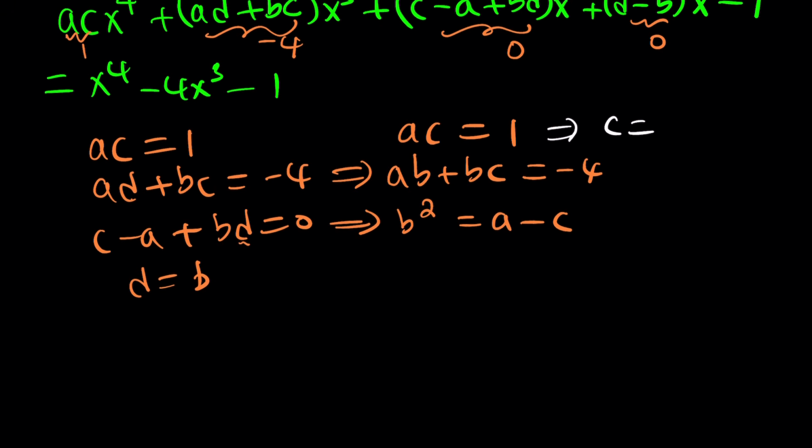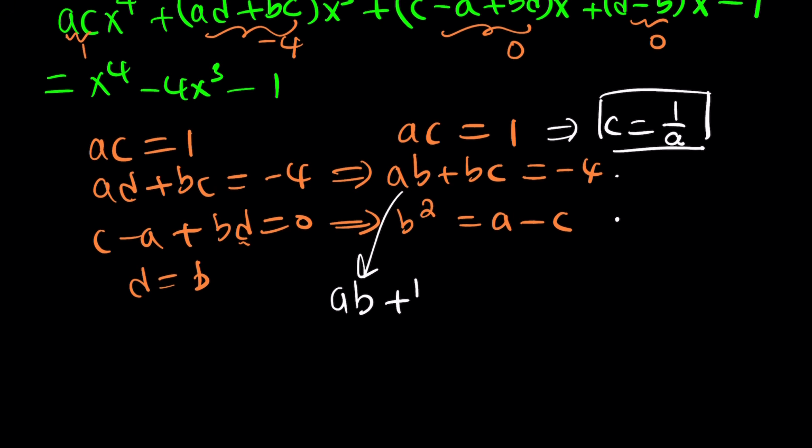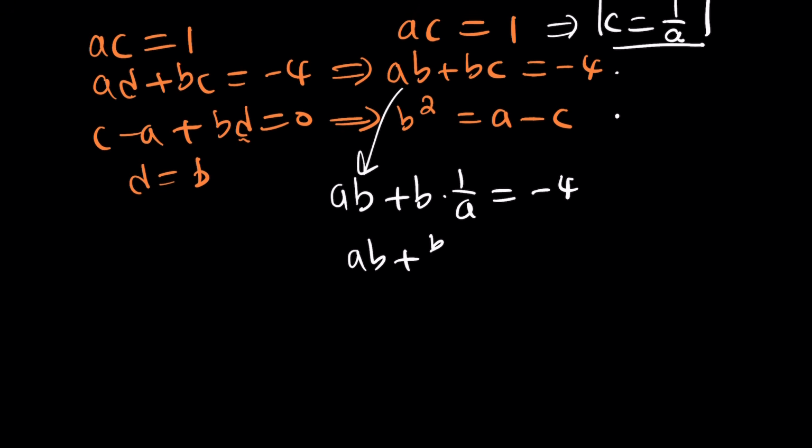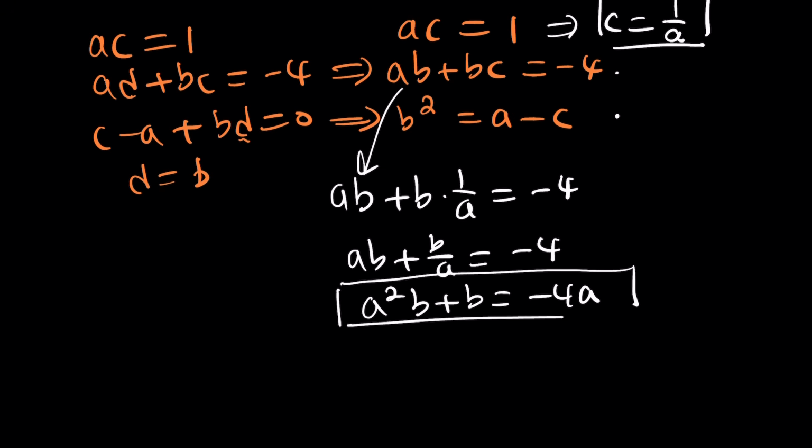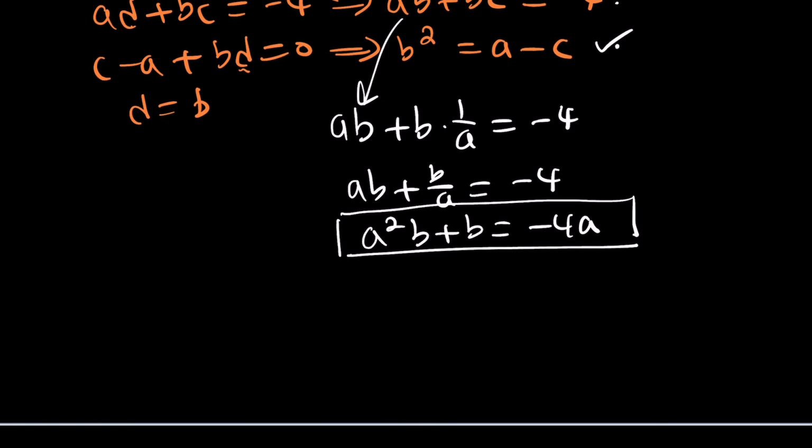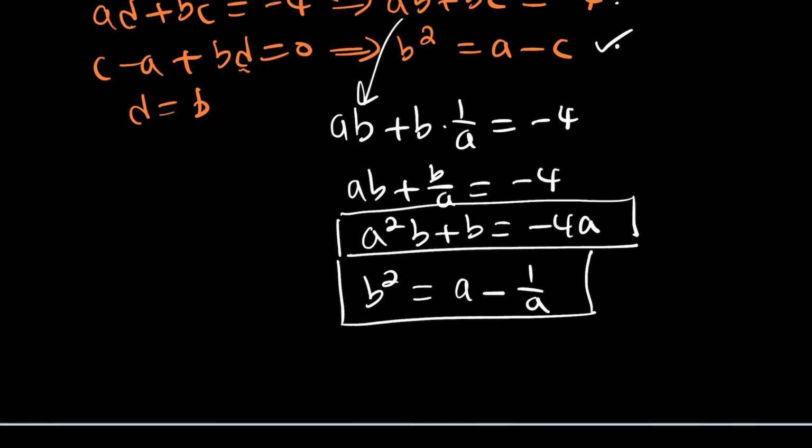Maybe from here, I can isolate c, write it as 1 over a, and then use it in the second and the third equation. So from here, we get ab plus bc, which is 1 over a, equals negative 4. That kind of gives you ab plus b over a equals negative 4. And if you make a common denominator, you get a squared b plus b equals negative 4a. In other words, multiply both sides by a, right? Great. That's one of the equations that we're going to use, hopefully. And here, if you do the replacement, you get b squared equals a minus 1 over a. That's just another equation. Now, notice that we have 2 unknowns and 2 equations, so we should be able to solve it, right? So how can we solve it?